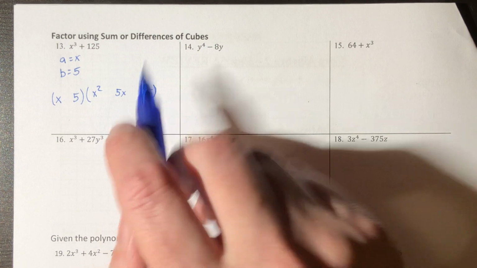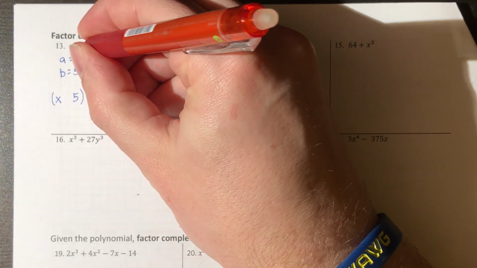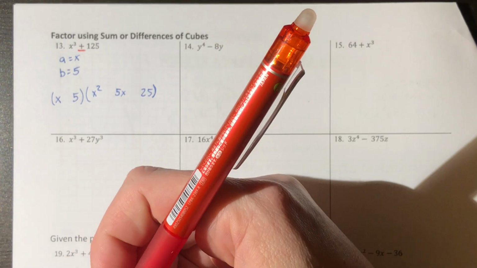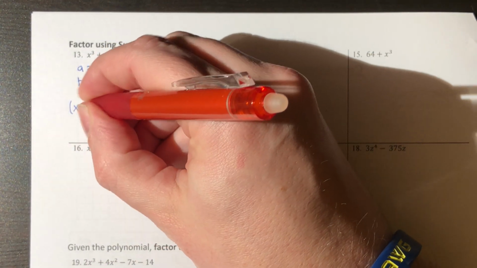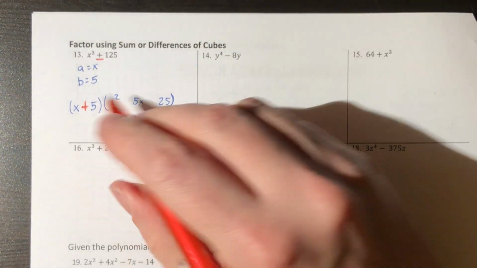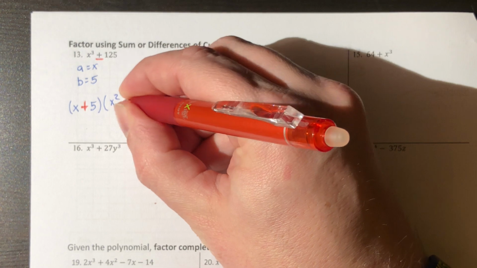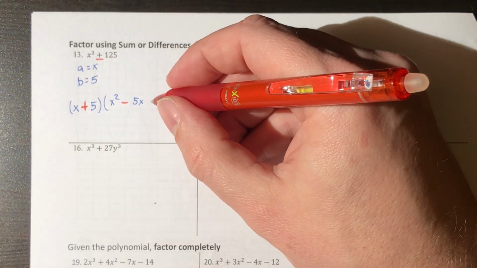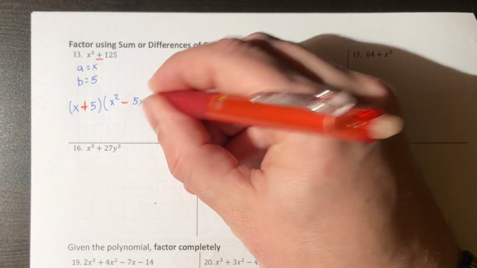And to figure out my operators that go between them is SOAP. So since I started with addition, this first one needs to be the same, so it needs to be plus. This next one needs to be opposite, so since I started with addition, it needs to be subtraction. And this last one, it doesn't matter what I started with, it's always plus.